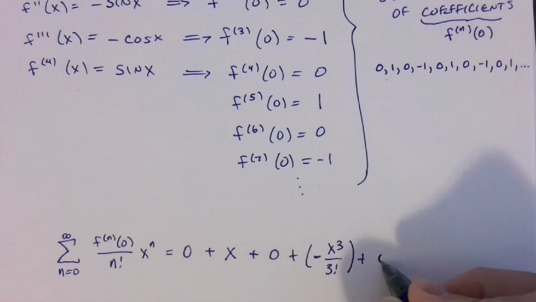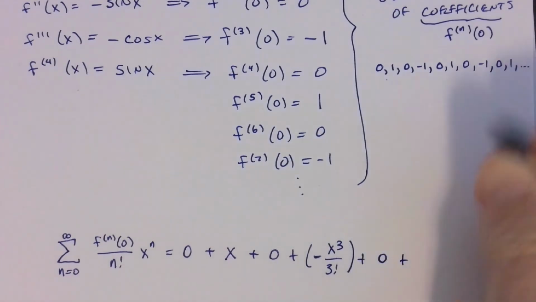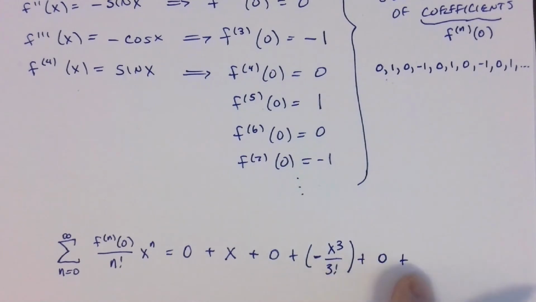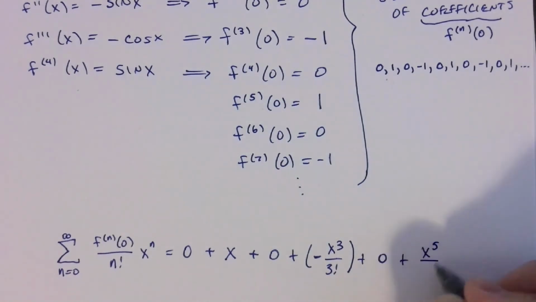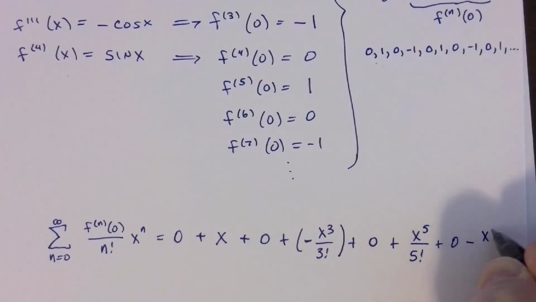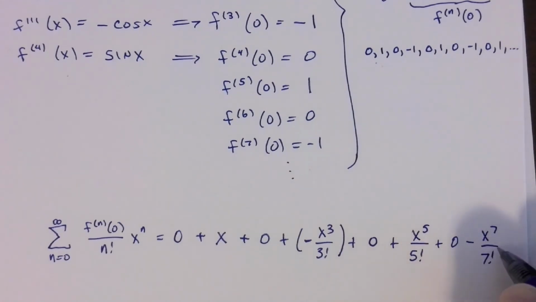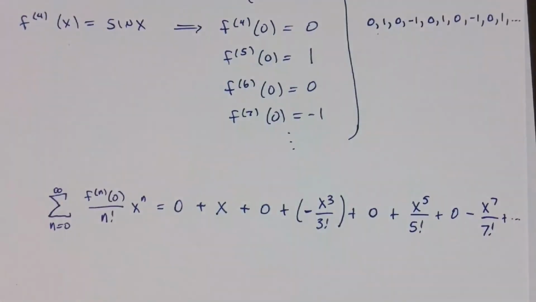Plus what? 0 again. Plus what? Back to positive 1. 3, 4, 5. This will be what? x to the 5th over 5 factorial. Plus what? 0. And then what? Minus x to the what? 7th over 7 factorial. And that goes on and on and on.